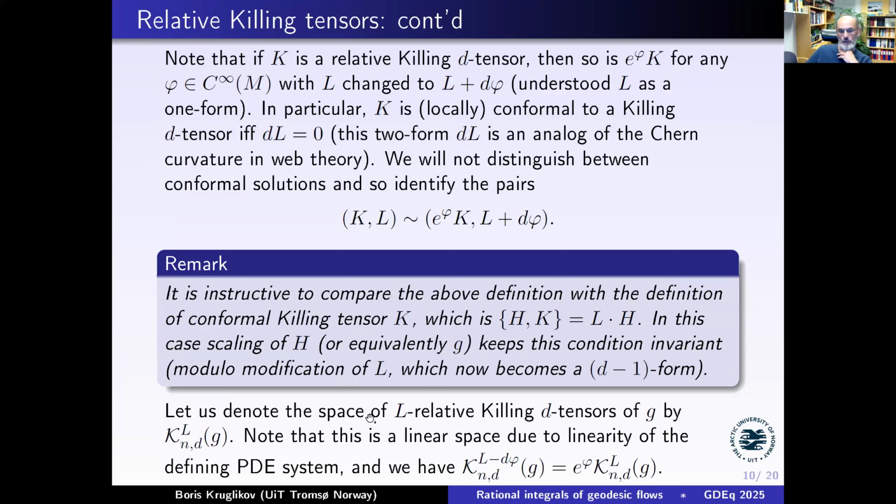So let's denote the space of relative Killing tensors with cofactor L by K, D, G, L. So I just put an additional L, which will signify those relative Killing tensors. And D will stand for the degree in P, in momenta. Okay, so by what we discussed, the corresponding PDE is linear, so the solution space is linear, and this conformal change we'll write in this form for the corresponding vector spaces of solutions.